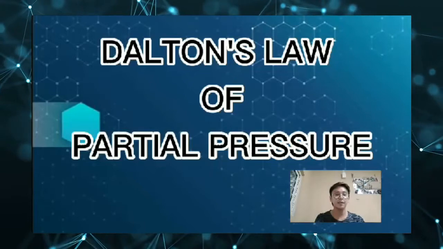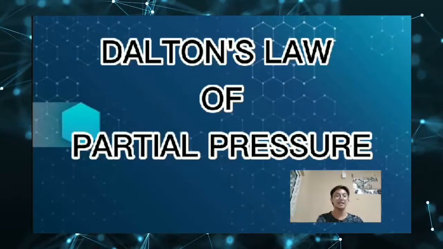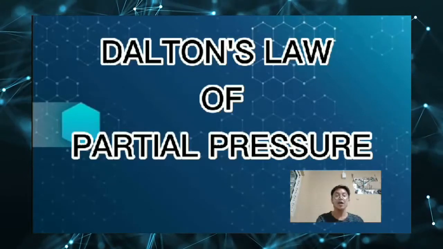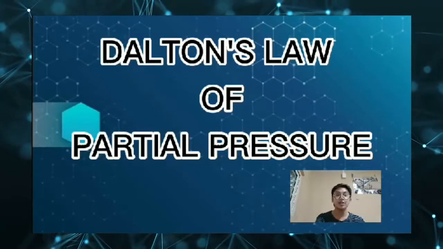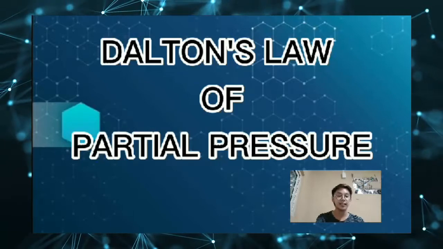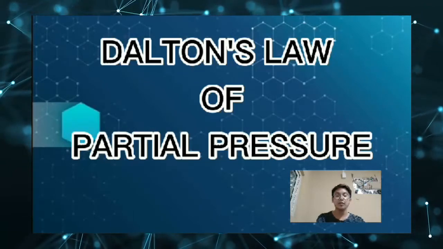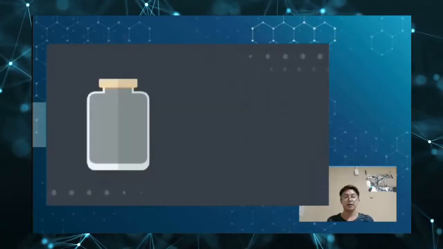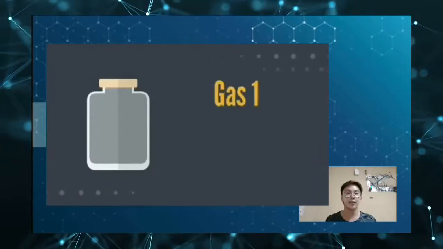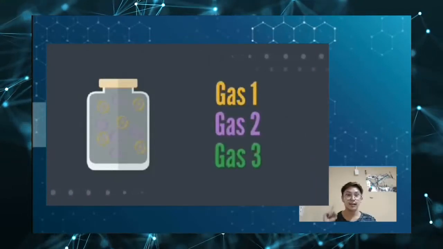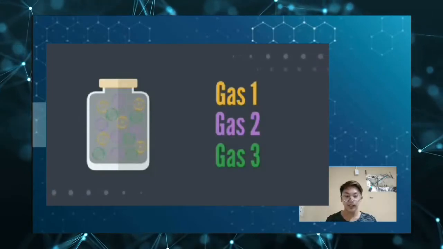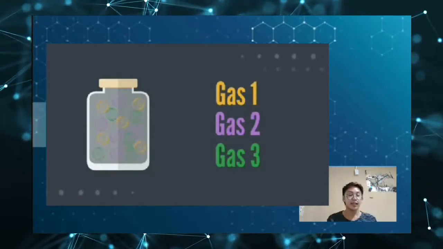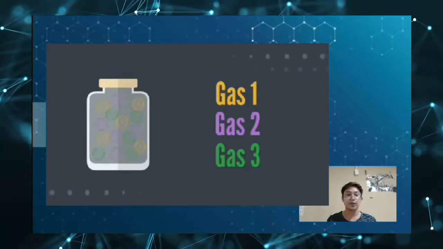Dalton's law states that the pressure of a mixture of gases is equal to the sum of the partial pressures of the individual component gases. The partial pressure is the pressure that each gas would exert if it alone occupied the volume at the same temperature. Let's say we have a container with 3 different gases, gas 1, gas 2, and gas 3. Note that all gases are inside the same container. This means they all have the same volume.